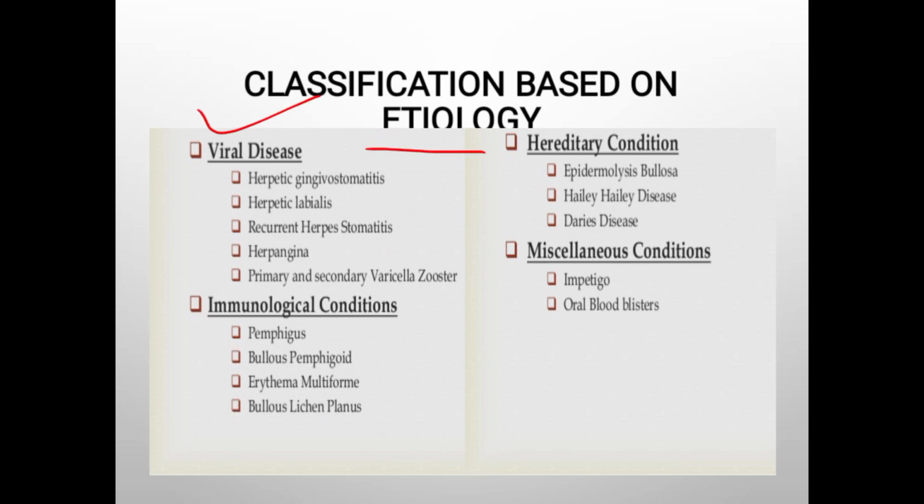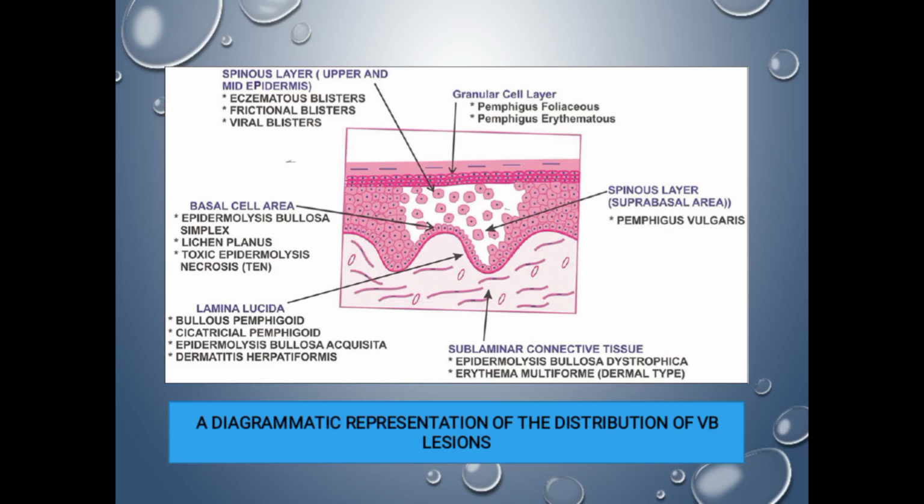Now, classification on the basis of etiology. It is viral, means all the viral infections like herpetic gingivostomatitis, herpes labialis, recurrent herpes stomatitis, and then immunological conditions like pemphigoid and erythema multiforme. In heredity, you have Hailey-Hailey disease, Darier's disease, and epidermolysis bullosa, and miscellaneous conditions are impetigo and oral blood blisters.